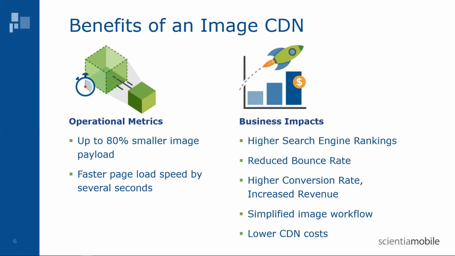And then on the business impacts, what can a faster image CDN do for you? It can increase your rankings in search engines. Many of our customers report back that they move up several notches because Google takes into account how fast your website is as part of their search ranking algorithm. You'll also see other business metrics like the bounce rate, the conversion rate, and your revenue all improve.